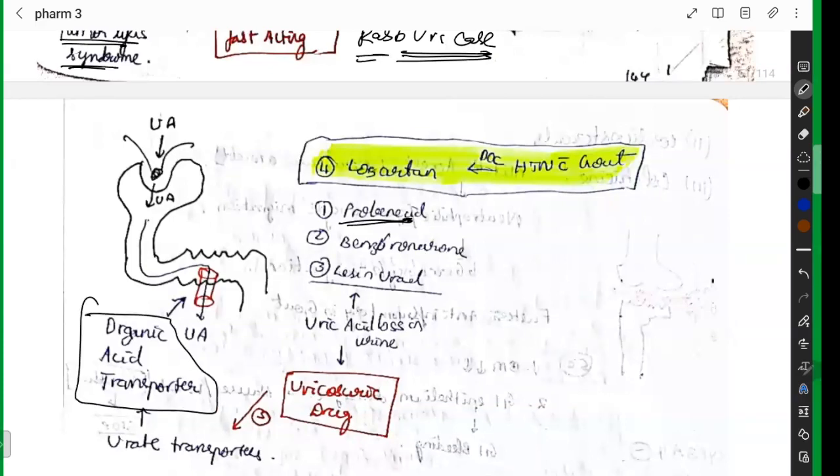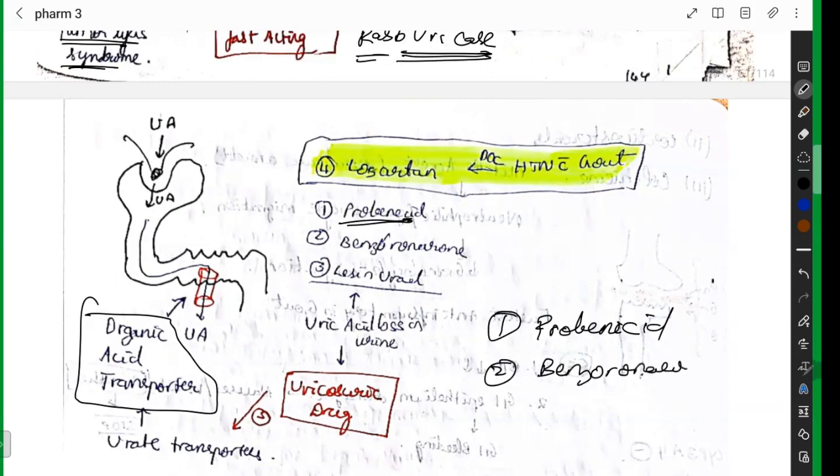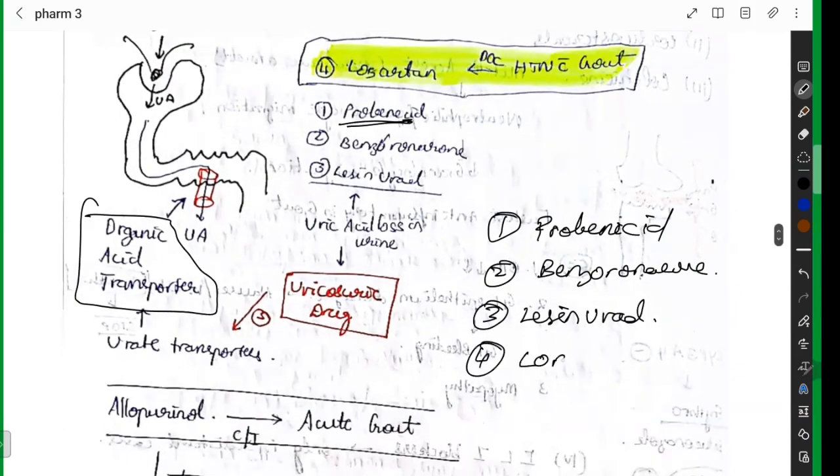The organic acid transporter is present in the proximal convoluted tubule, which is going to absorb your uric acid from your filtrate. Now what you're going to do is inhibit this organic acid transporter by the drugs named uricosuric drugs. So what are the uricosuric drugs? Four drugs you're going to remember. Number one, probenecid. Number two, benzbromarone. Okay, what is the third one? You're going to have your lesinurad. And number four is going to be your losartan.